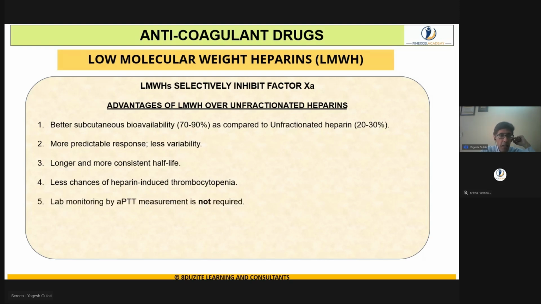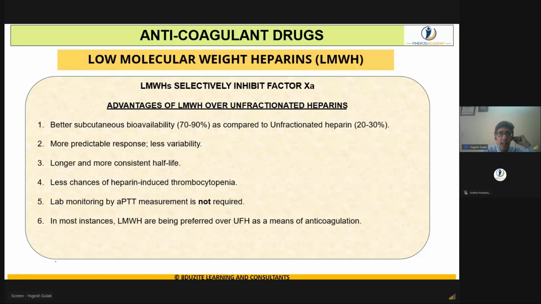Lab monitoring by APTT measurement is not required in LMWH. So once you give heparin, to monitor that the anticoagulant action is not occurring to a higher extent and there is no chance of bleeding, you have to continuously monitor it by taking blood samples and checking for APTT levels. So with LMWH, the lab monitoring is not required. So this is another big advantage of this.